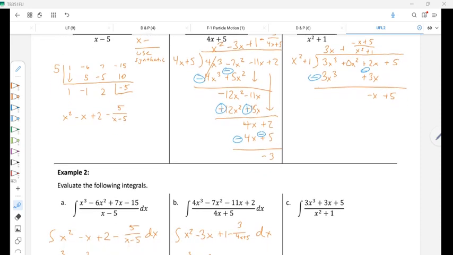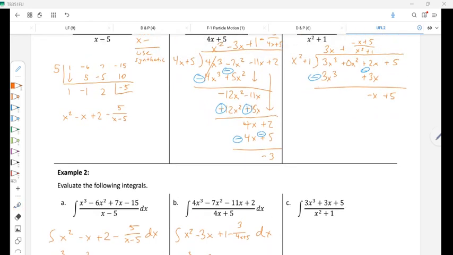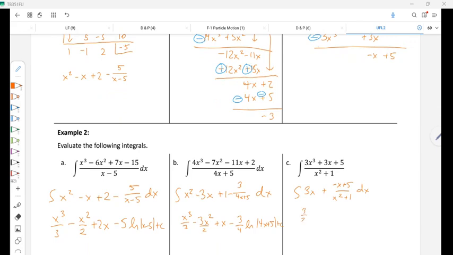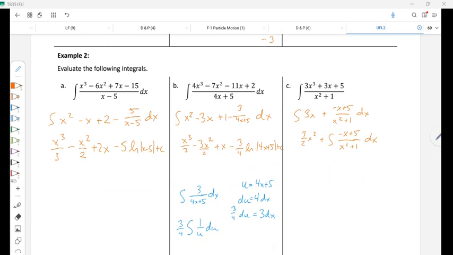Okay. So now this one here is kind of designed to be the most complicated example I could give you, because when we go to do that integral, let's take a look. Integral of 3x plus negative x plus 5 over x squared plus 1 dx. This is going to give me 3 halves x squared plus the integral. Let's just this time negative x plus 5 over x squared plus 1 dx. So we'll just focus on the fractional integral on that one.